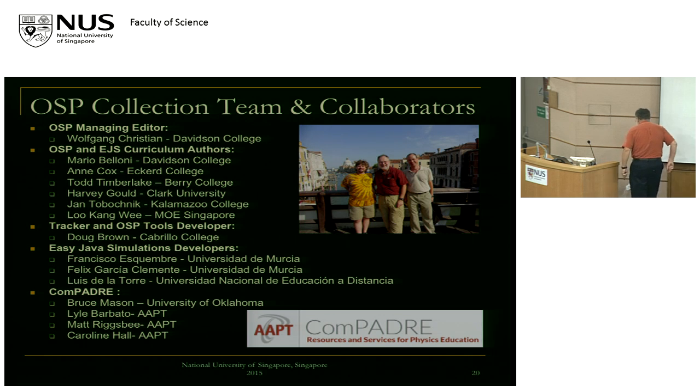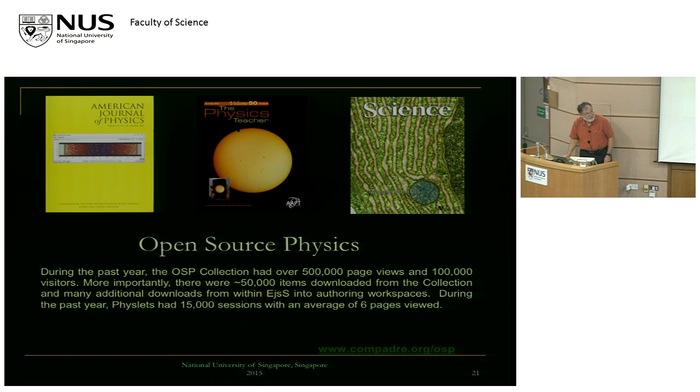And there are many, many others, too numerous to mention, but I thought I would just give you some of the principals who are in our project. We've been published in most of the physics journals. Here we are on the cover of American Journal of Physics. Here we are on the cover of The Physics Teacher, showing how to use Tracker to measure the transit of Venus across the sun, which occurred, I guess, 2 years ago. We had a nice article in Science and a prize from Science Magazine for the Open Source Physics project.